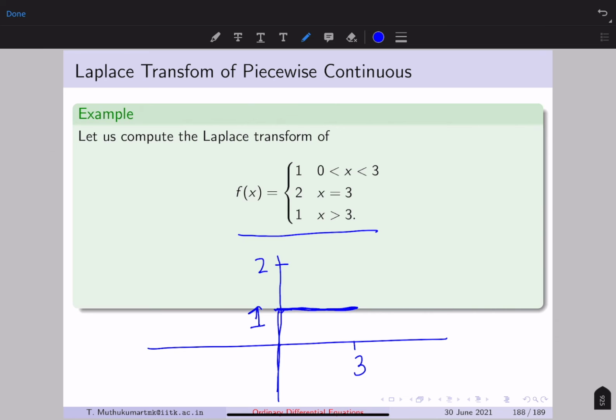Okay, and at x equal to 3, so strictly less than 3, up to 3 the value is 1. At 3 the value is 2. And when x is bigger than 3 the value is again 1. Now this function is also piecewise continuous.